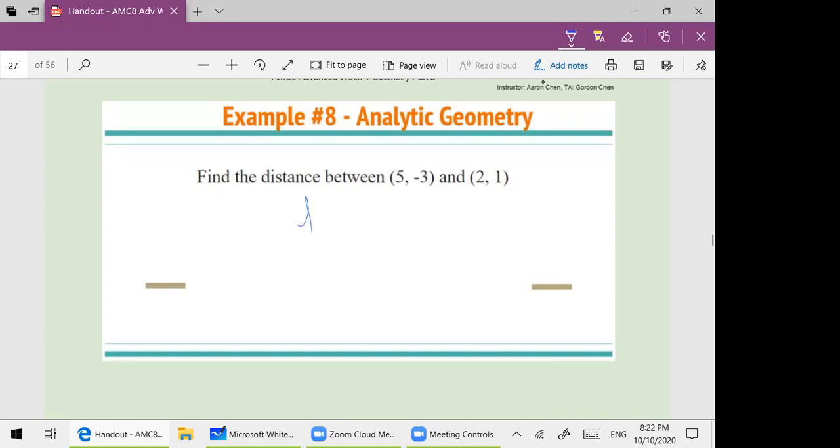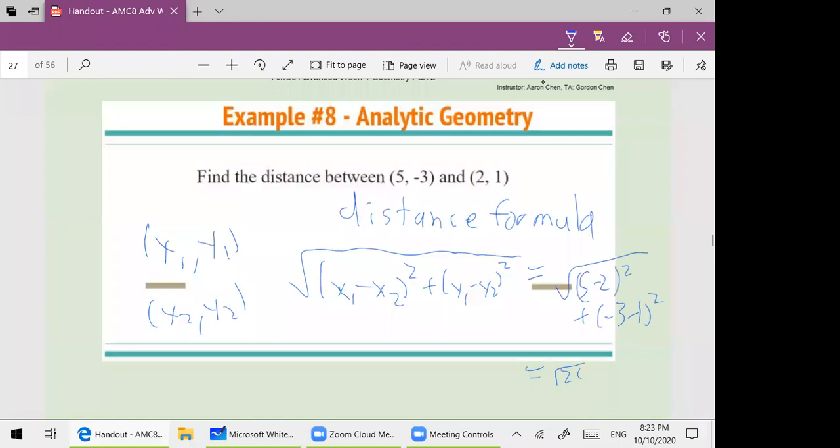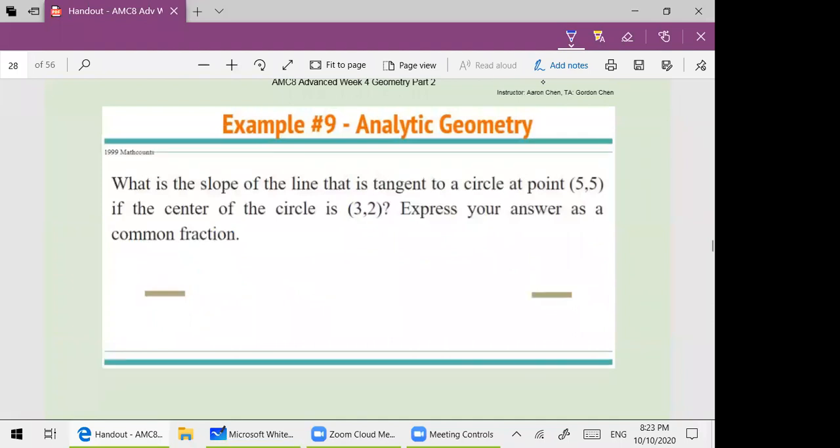So this uses the distance formula. It has a fancy name, but it's really just the Pythagorean theorem. It's basically the distance between 2 points, x1, y1, x2, y2, is the square root of x1 minus x2 squared plus y1 minus y2 squared. In this case it equals 5 minus 2 squared plus negative 3 minus 1 squared equals root 25, which is just 5. And now here's your next example.